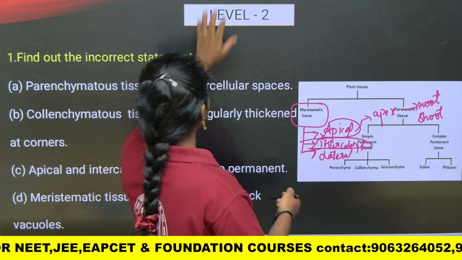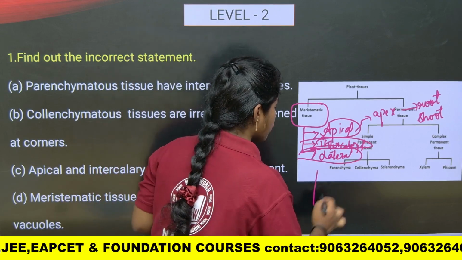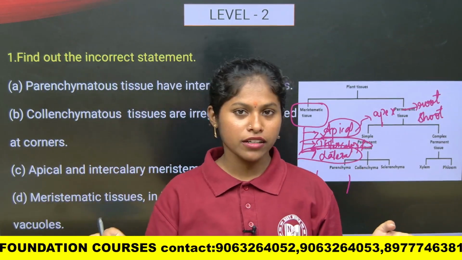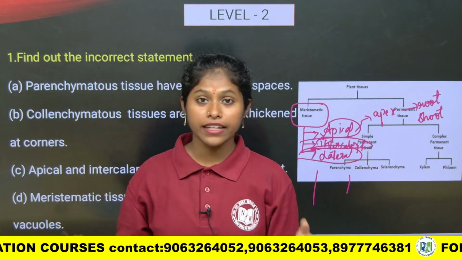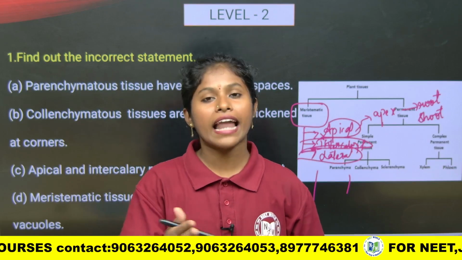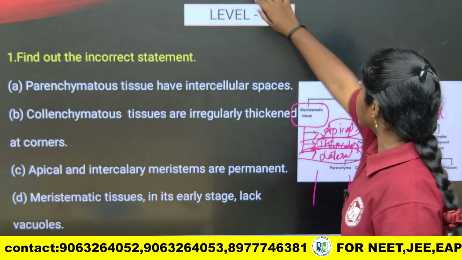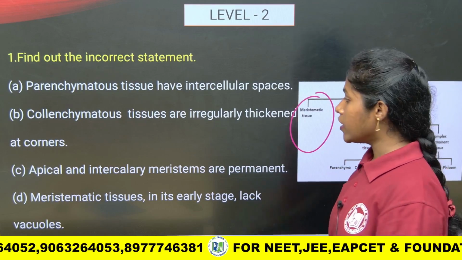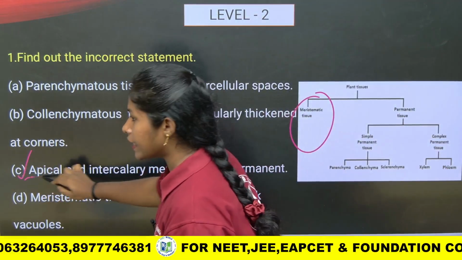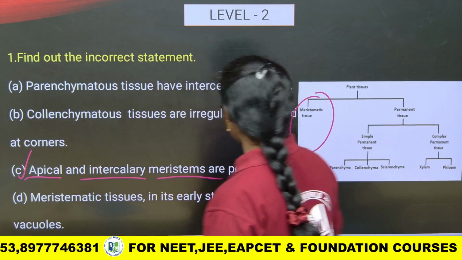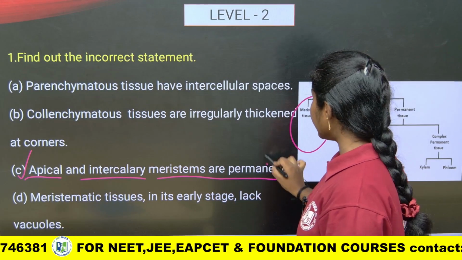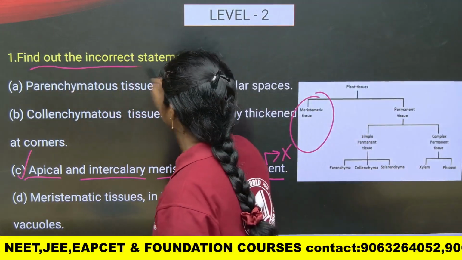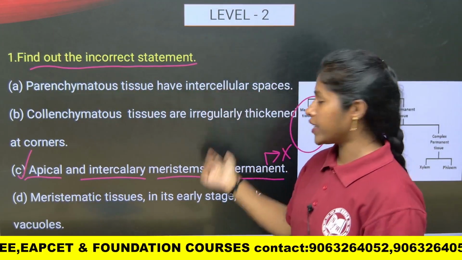Right? The lateral meristem is present on the sides of the plant. The widening of the plant is due to the lateral meristem. Right, children? So the widening of the plant is increased due to which meristem, children? Lateral meristem. Based on the locations, meristematic tissue is divided into three types: apical, intercalary and lateral. Here they are saying apical and intercalary meristems are permanent. No, it is an incorrect statement. It is the wrong statement, right? They are asking to find out the incorrect statement. According to this question, the answer is C.